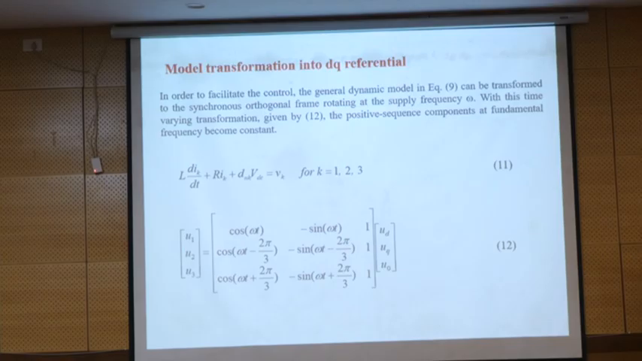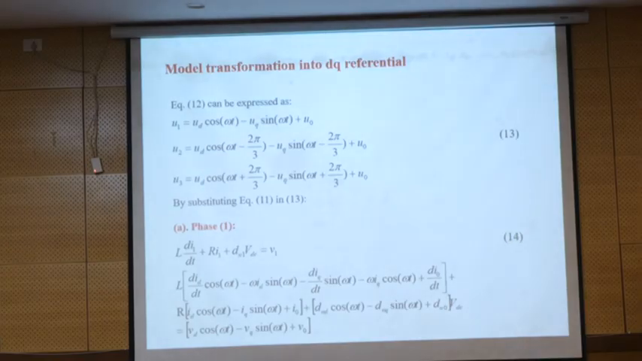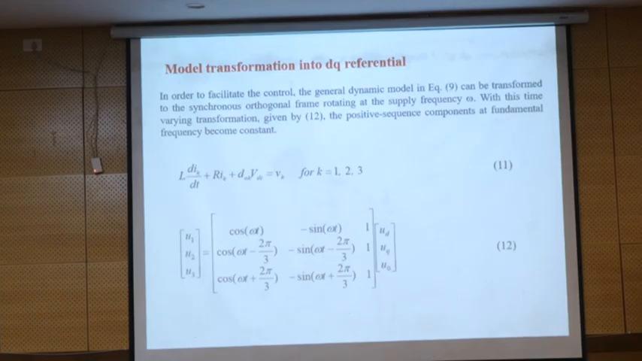So now we discussed how we have the model of the system in ABC. Now we transfer from ABC to DQ. So we have three phases, and this is the equation we discussed for the Park transformation. Based on that, the parameters we had in D, Q and 0 can be calculated by this. For example, for phase 1, any variable is the d axis component times cosine omega t. So it's coming from here: u1 equals cosine omega t ud minus sine omega t uq plus u0.